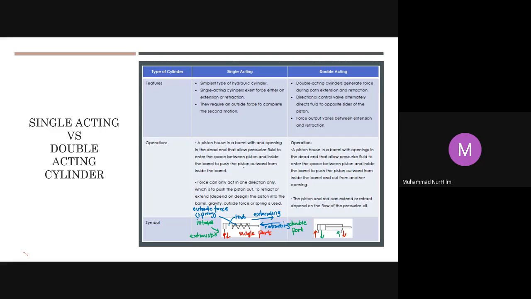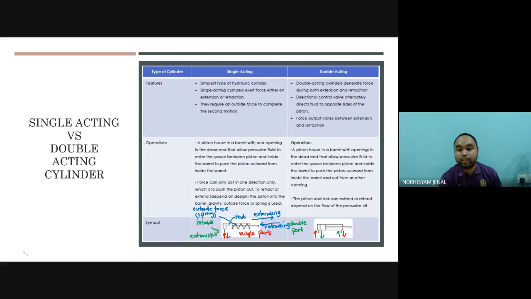So the operation here: a piston housed in a barrel with an opening at the dead end allows pressurized fluid to enter the space between the piston and the inside of the barrel to push the piston outward from the barrel. So the rod, we also call this the piston. Force can only act in one direction, which is to push the piston out, because this is where your pressure comes in, it can only push to the right. To retract the piston into the barrel, gravity, outside force, or a spring is used to pull it back to the original position.